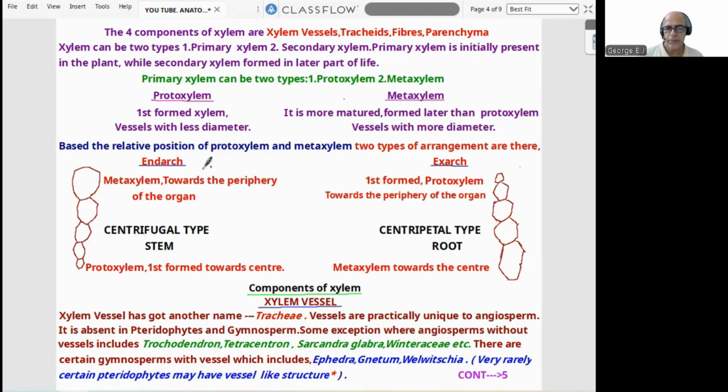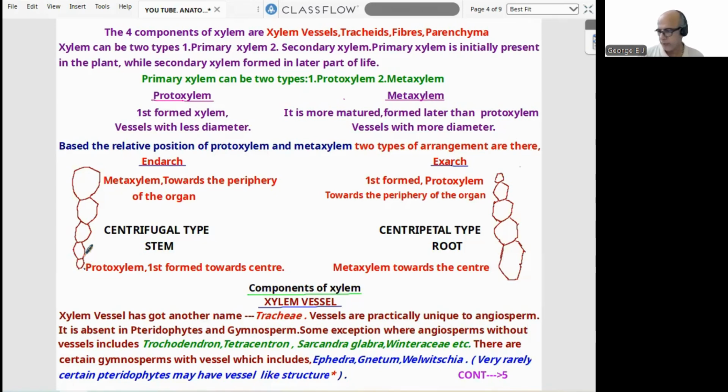Two types of arrangement are there concerned with the protoxylem and metaxylem. One is called endarch, the other is called exarch. Endarch means the large metaxylem is towards the periphery of the organ, while the small protoxylem, first formed, is towards the center. This arrangement is called centrifugal type. An example is the stem. This is how we will be identifying stem or root in sections.